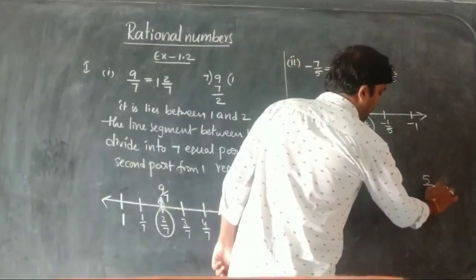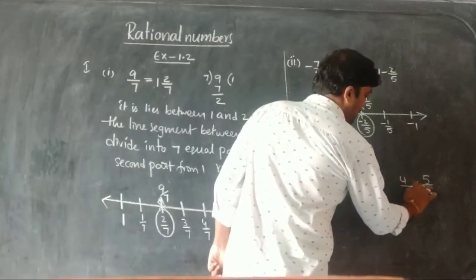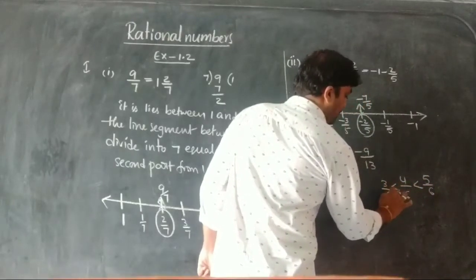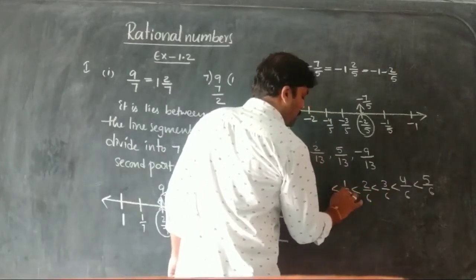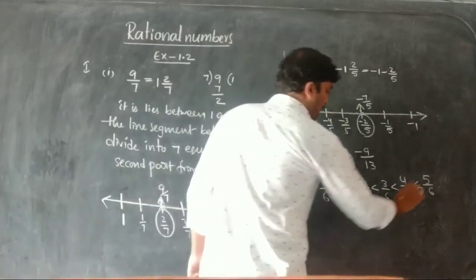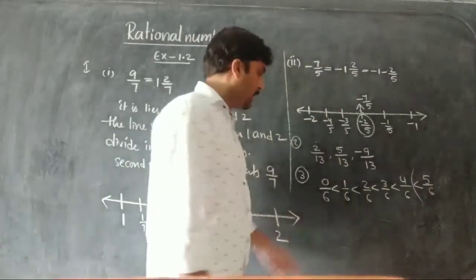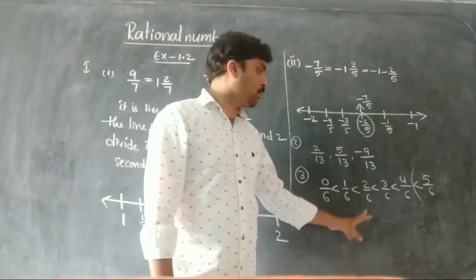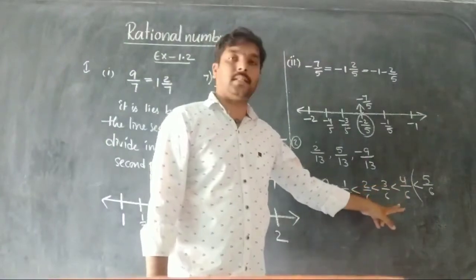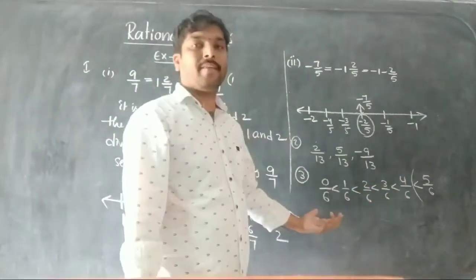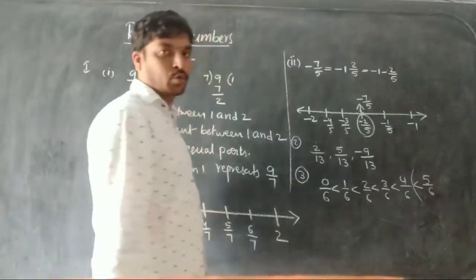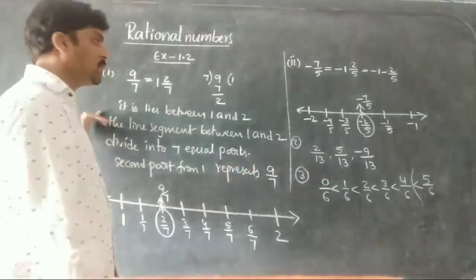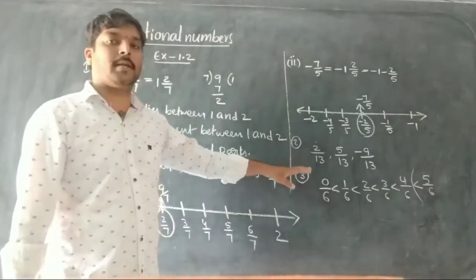Smaller than 5 by 6. That is 4 by 6, 3 by 6, 2 by 6, 1 by 6 and 0 by 6. These rational numbers, 0 by 6, 1 by 6, 2 by 6, 3 by 6, 4 by 6, are all smaller than 5 by 6. This is the third question from exercise 1.2. The first question and second question are to represent on the number line.